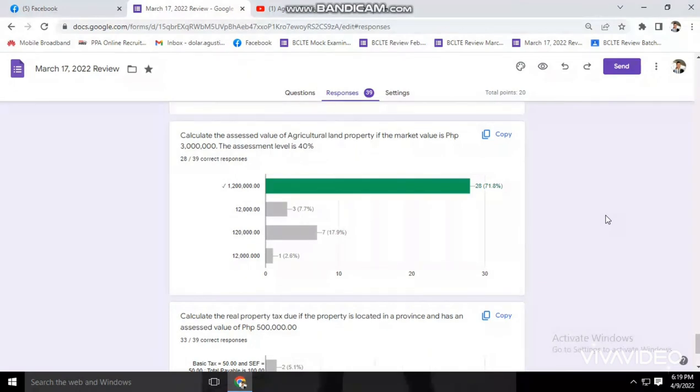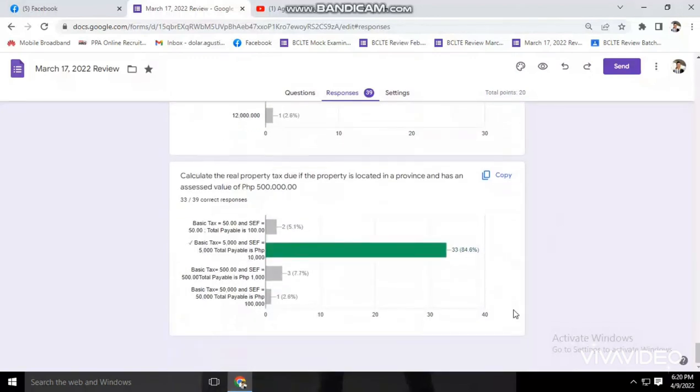Paano naman po ito? Calculate the assessed value of an agricultural land property if the market value is 3,000,000. The assessment level is 40%. Ibig sabihin nito, bakit nakasagot sila ng 1,200,000? It is because the 3 million fair market value is multiplied by the 40% given assessment level. So, 3,000,000 times 40%, that is 1,200,000, and that is correct.